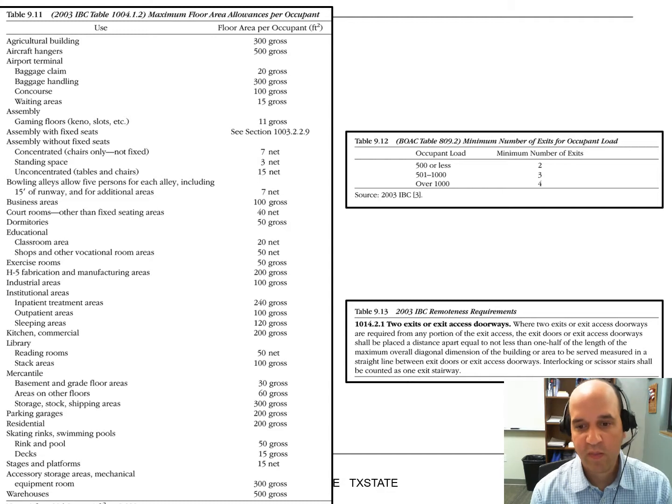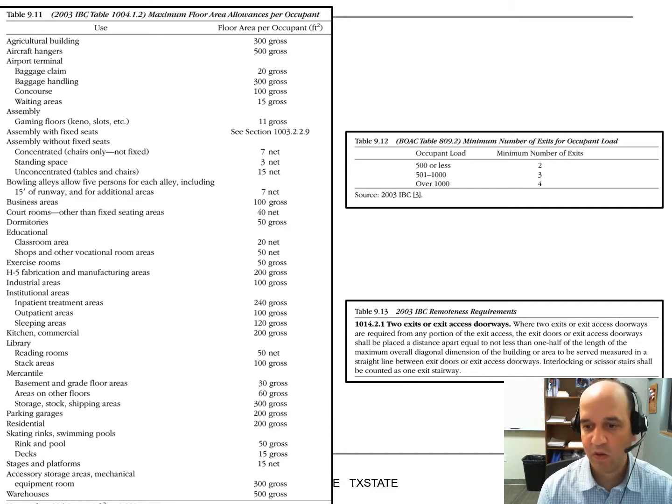In terms of the remoteness requirements, that's table 9.13. Where two exits or exit access doorways are required from any point of the exit access, the exit doors or exit access doorways shall be placed a distance apart equal to not less than 1/2 of the length of the maximum overall diagonal dimension of the building or area to be served, measured in a straight line between exit doors or exit access doorways. Interlocking or scissor stairs shall be counted as one exit stairway.